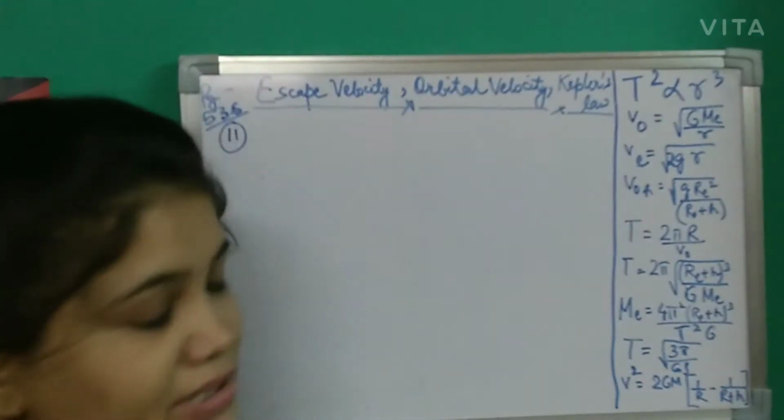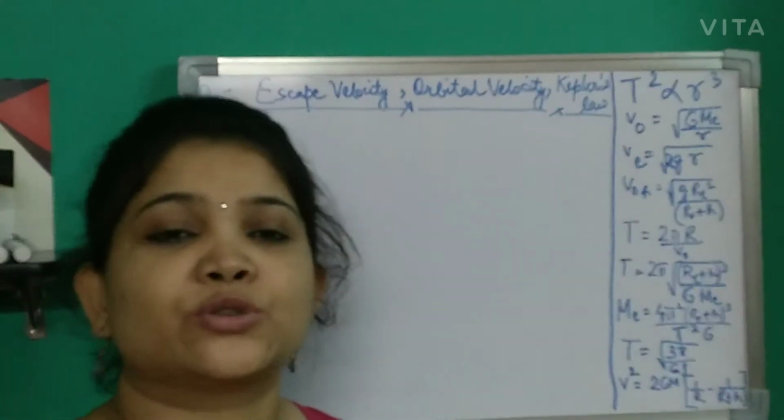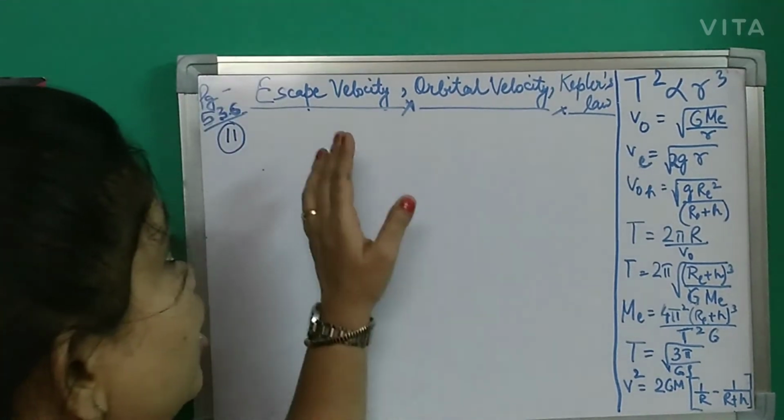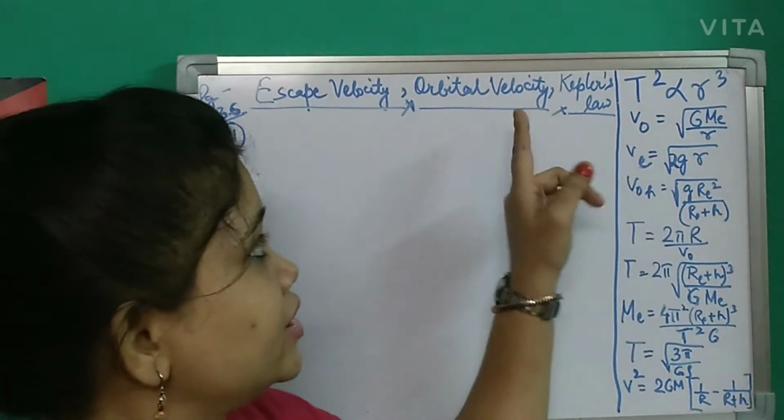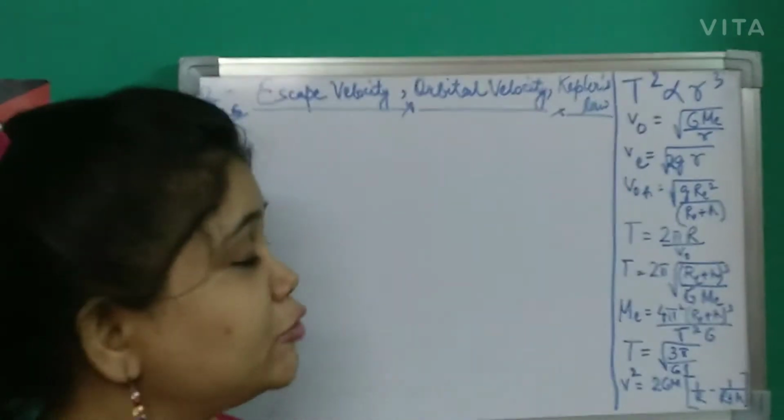Today I'll be doing the rest of the sums with you from this gravitation chapter. Today we'll be doing sums from escape velocity, orbital velocity and Kepler's law. So let's revise the formulas before doing the sum.